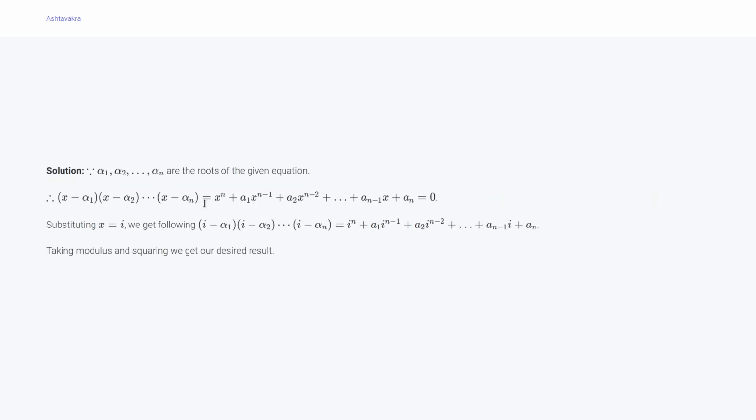This problem is similar to the previous problem, just that it is a generalization of that case. Earlier we had 4 roots, now we have n roots. So similarly we proceed by writing x minus alpha 1 into x minus alpha 2 up to x minus alpha n. We have x to the power n plus a1 x to the power n minus 1 and so on, that is the equation, is equal to 0. Substitute x is equal to i, we get i minus alpha 1 into i minus alpha 2 up to i minus alpha n, and we have i to the power n and so on up to the right hand side. And then you take the modulus square and you will have the desired result.